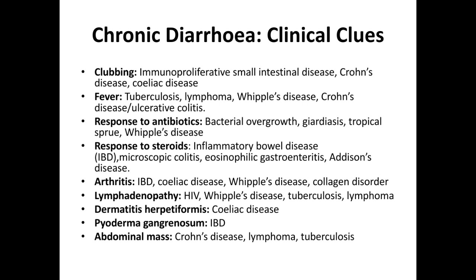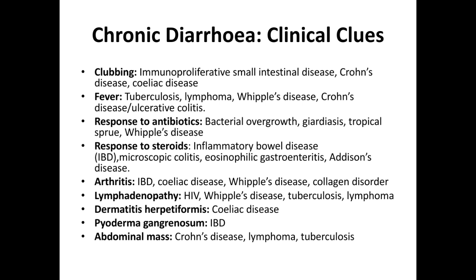If patient is having a fever with chronic diarrhea, in our subcontinent you have to first think in terms of tuberculosis, Crohn's, Whipple's, ulcerative colitis. If patient is showing improvement to the antibiotic, we may be dealing with a bacterial overgrowth or tropical sprue and giardiasis. If patient is showing some response to steroids, we may be dealing with an inflammatory bowel disease or eosinophilic gastroenteritis. If patient is having chronic diarrhea with arthritis, maybe IBD, a celiac disease.